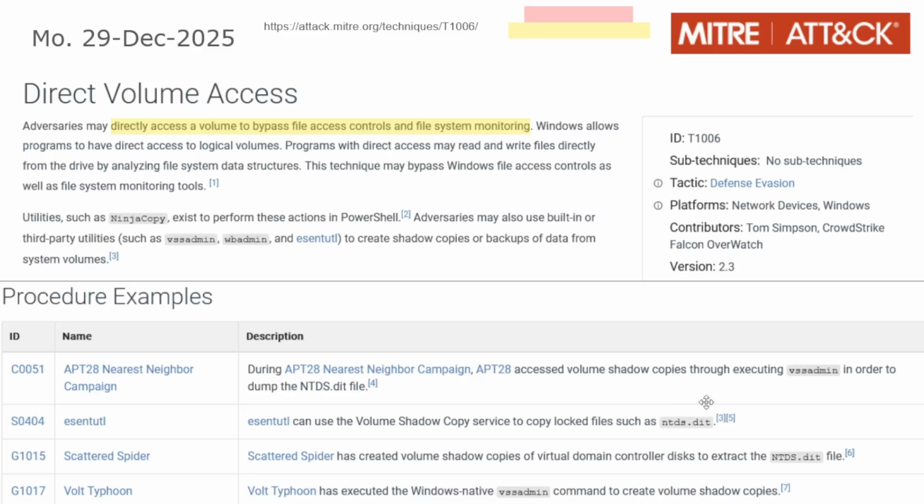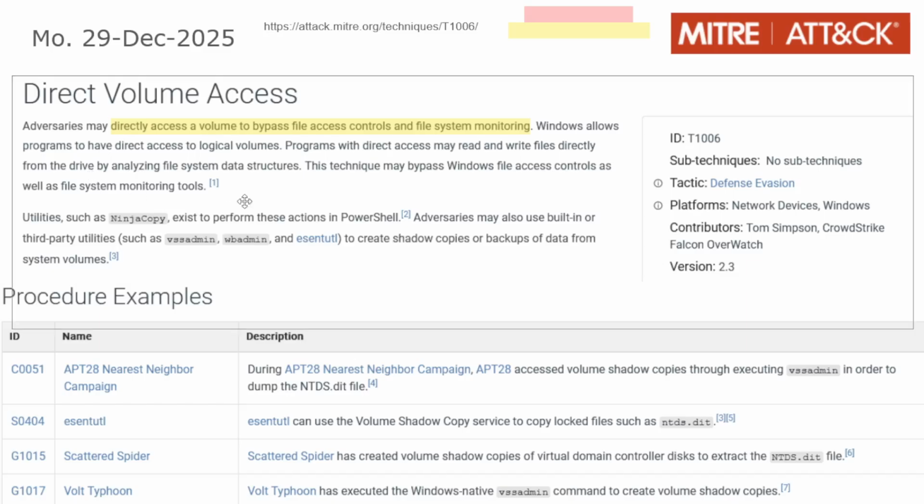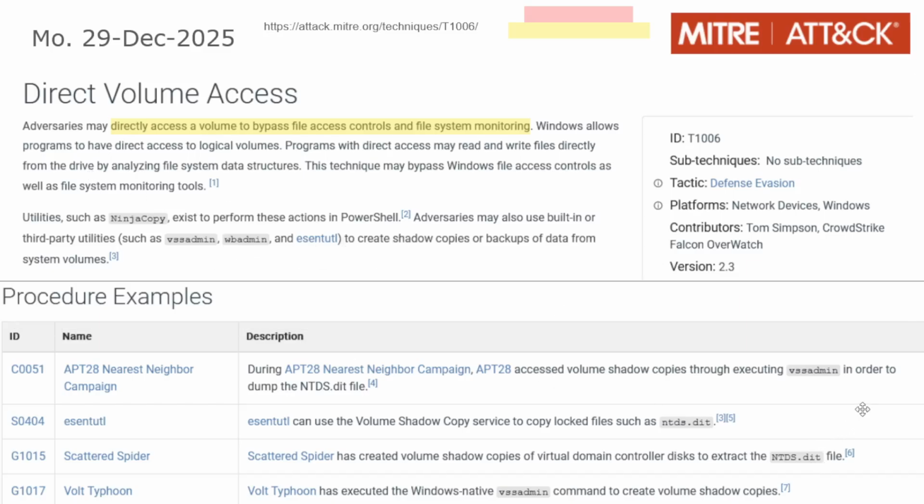They accessed volume shadow copies through executing VSSAdmin, as they wrote here, in order to dump the NTDS.dit file. NTDS, that's like a password file. You have hashes of all of your accounts that ever logged into the system, so that's one way to compromise accounts, to get valid accounts.